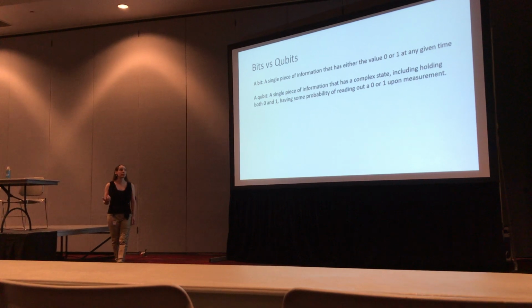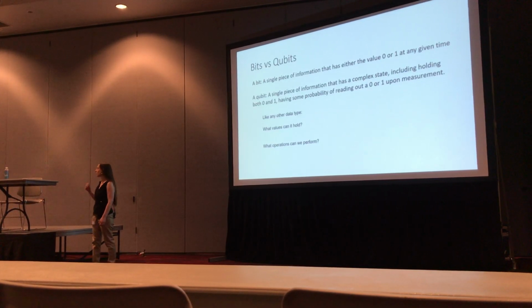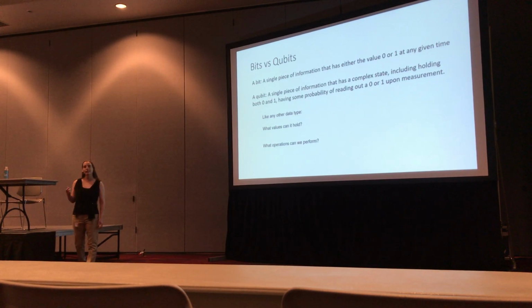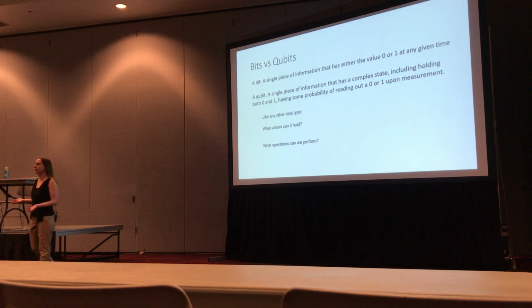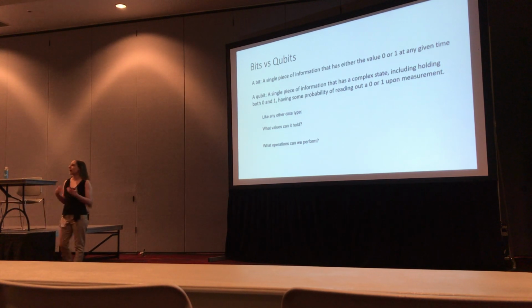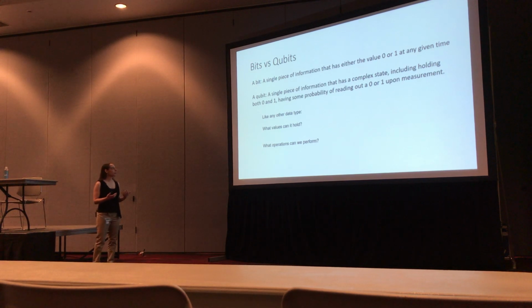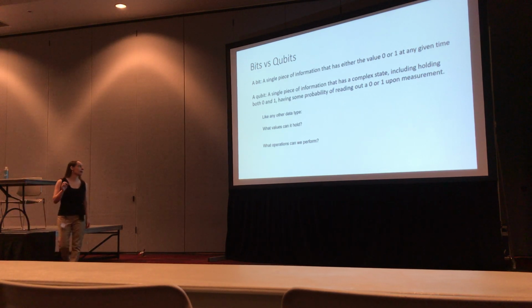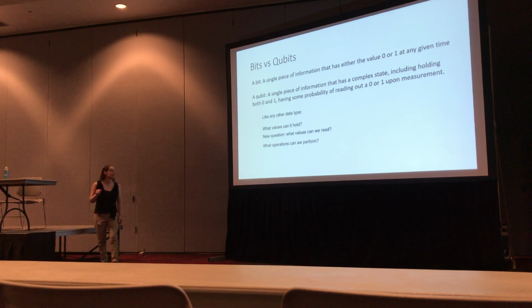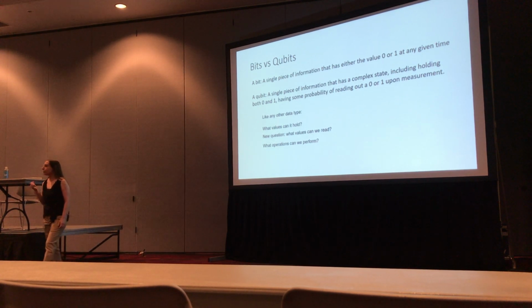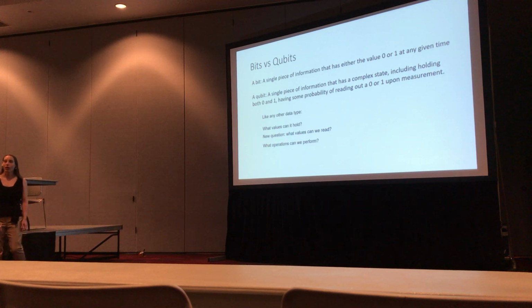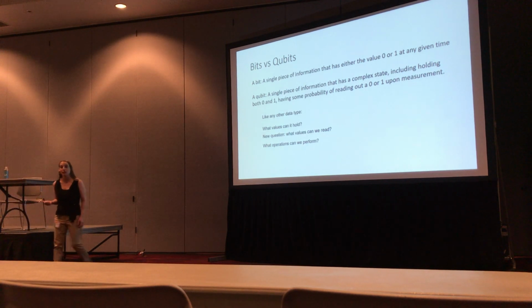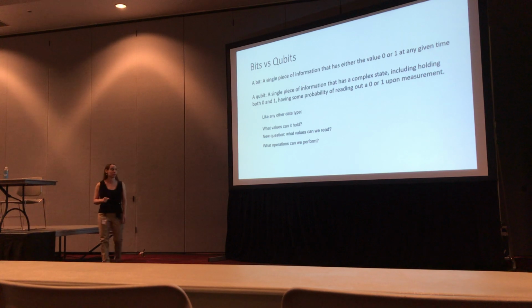Okay, and this raises interesting questions, because it's a little bit like looking at it from the perspective of a data type. If we have any piece of data, we always ask what values it can hold and what operations we can perform on it. But in quantum computing, we have some added questions, which is what values can we read? Because in quantum, the values that it can hold are more complex than the values we can read. And that's a distinction we don't have in classical computing.